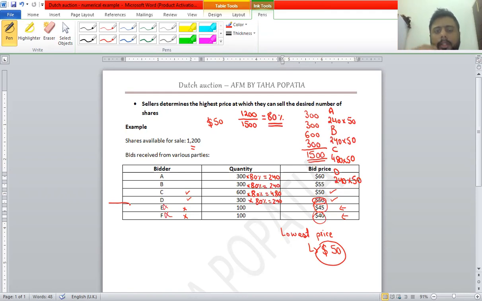Then if the number of shares people are willing to subscribe is more than the number of shares available, you calculate this ratio, which is 1200 divided by 1500, which is 80%, and everyone will get 80% of the shares. Okay. This is one possibility of a Dutch auction.